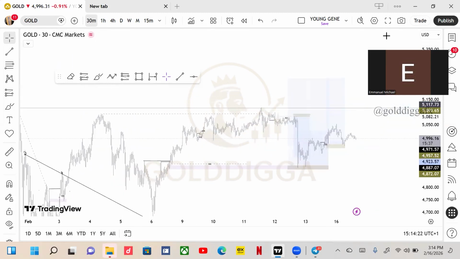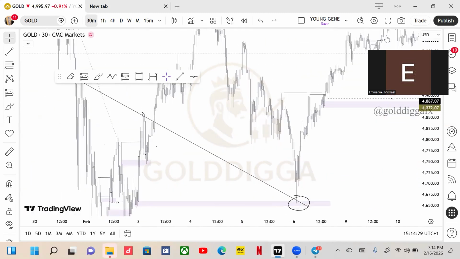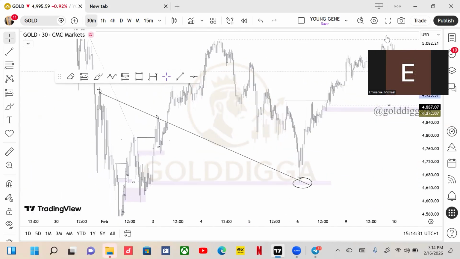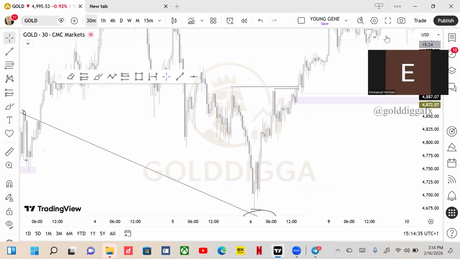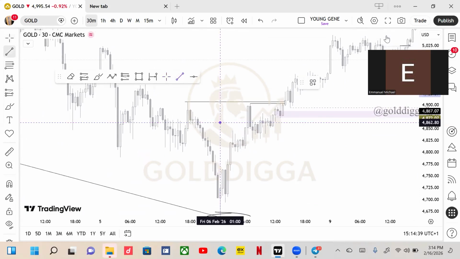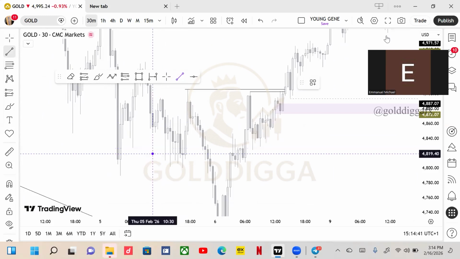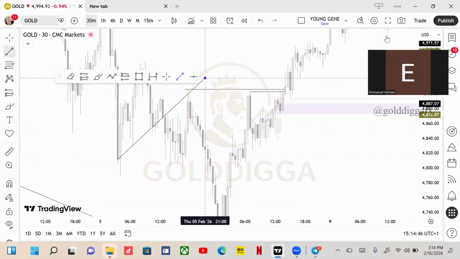I think I gave you guys an example of a continuation trend line for the bearish here. This is an example for a bullish break and retest. This is a bullish break and retest example. And this is a bearish break and retest example. I think this one, I took this trade. So I think this is an example of a bearish break and retest. So here.